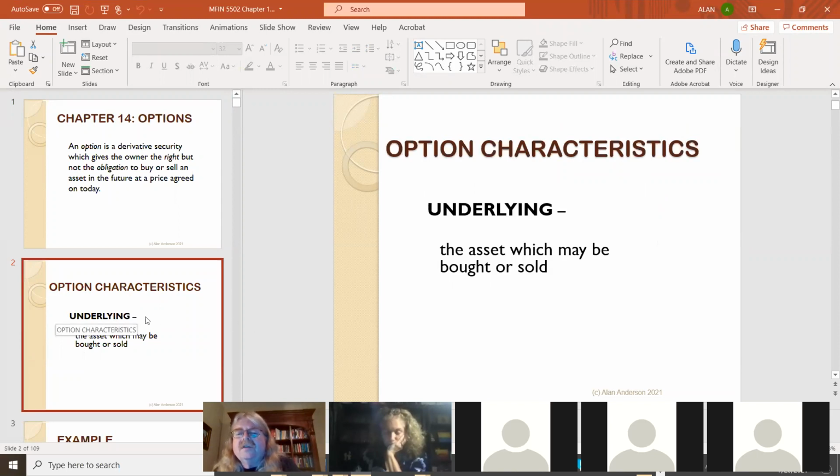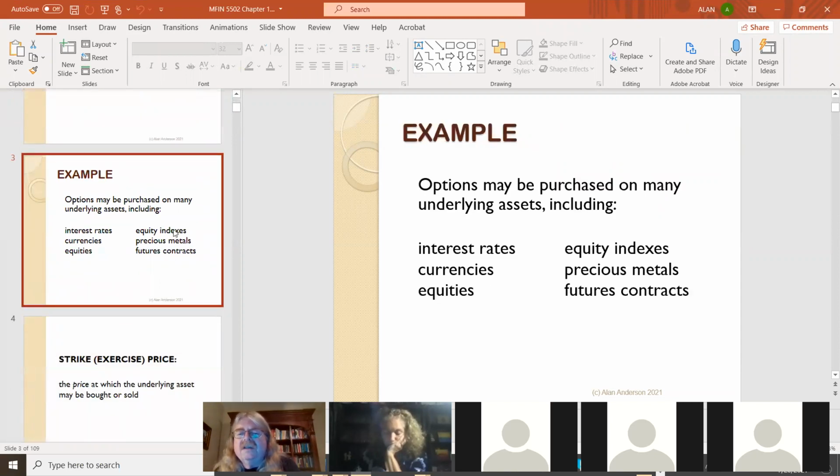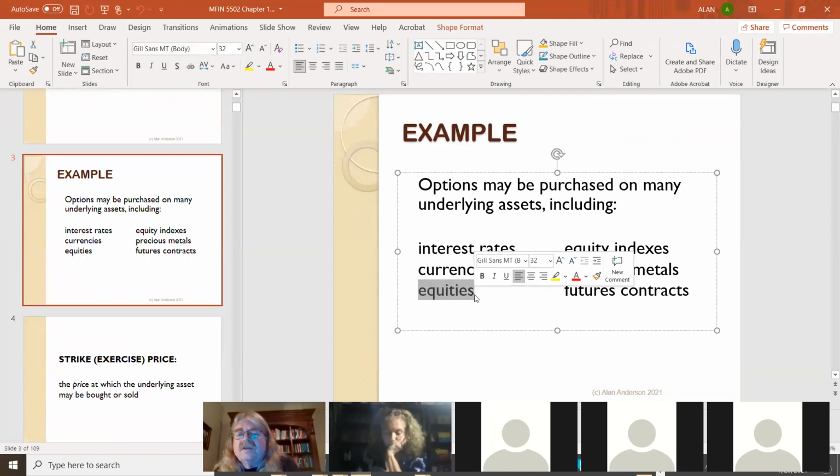Now, it turns out options are available on many, many different kinds of assets. Here's a short list. For example, you can buy options written on interest rates, currencies, equities, in other words, individual stock options, equity indexes like the Standard & Poor's 500, precious metals like gold and silver and platinum and palladium. And then, believe it or not, you can buy an option on a futures contract. And those are called futures options.